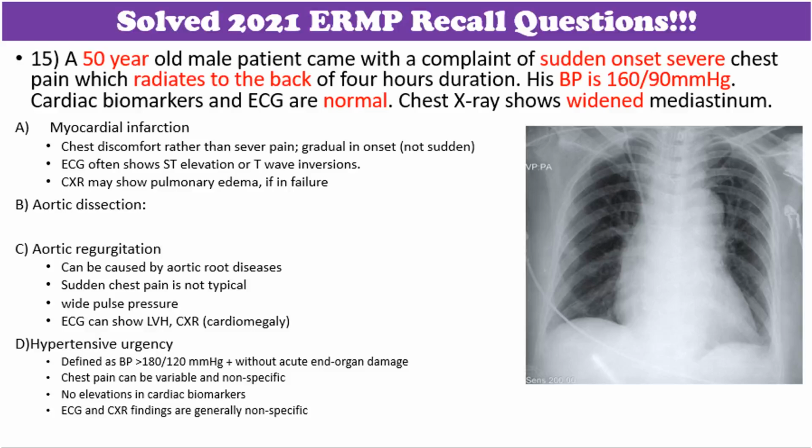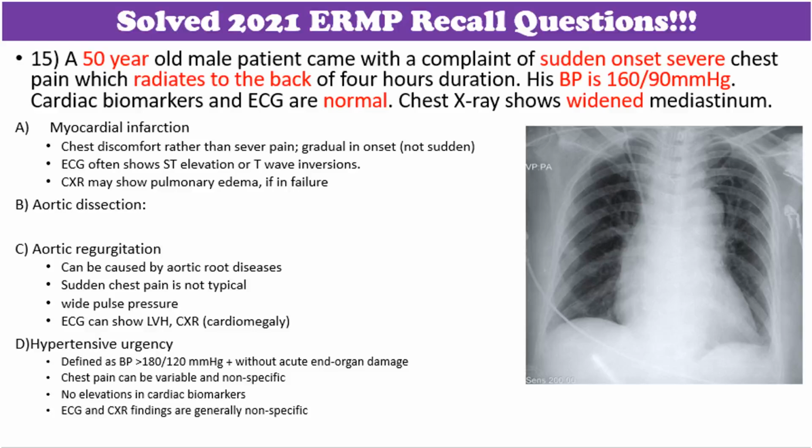Aortic dissection, aortic regurgitation, and hypertensive urgency are distinct cardiovascular conditions that can present with overlapping symptoms but have different underlying pathologies and clinical features. Myocardial infarction typically presents in middle-aged to older adults, but can occur in younger individuals, especially with risk factors like smoking or familial hypercholesterolemia. The chest pain in myocardial infarction is often described as a crushing or pressure-like sensation or discomfort, radiating to the arm or jaw, and may be accompanied by shortness of breath, nausea, and diaphoresis. Chest pain of myocardial infarction is gradual in onset.